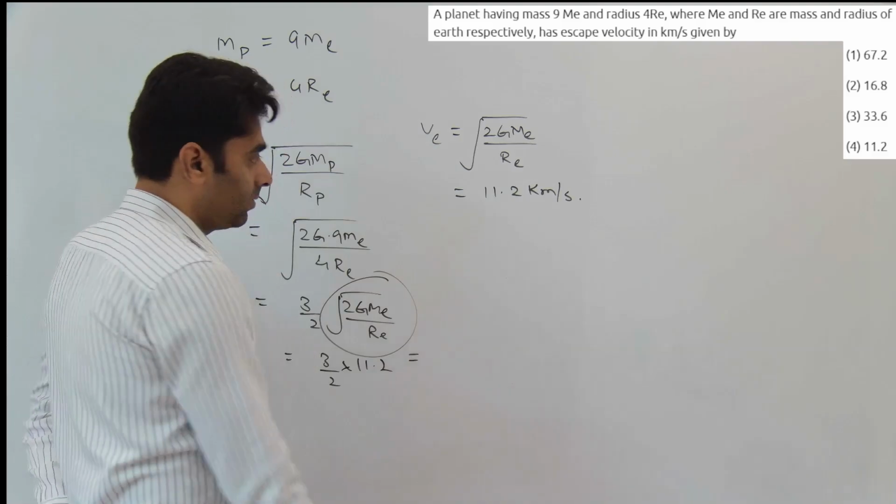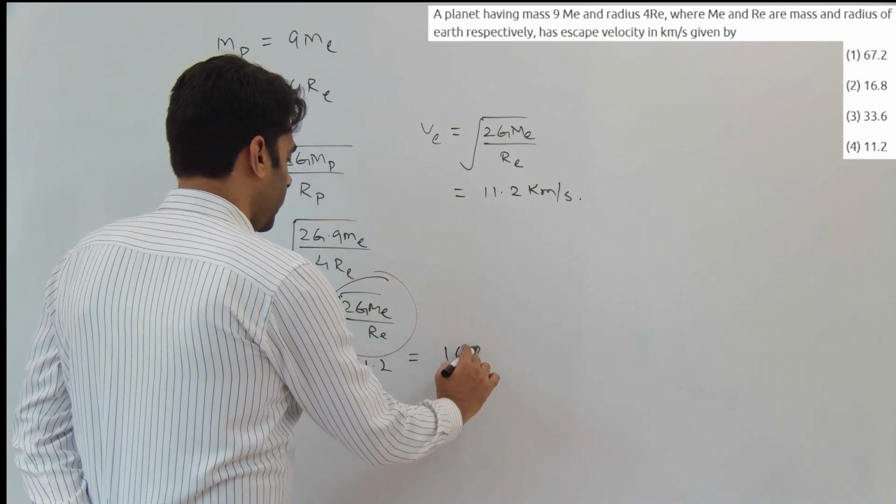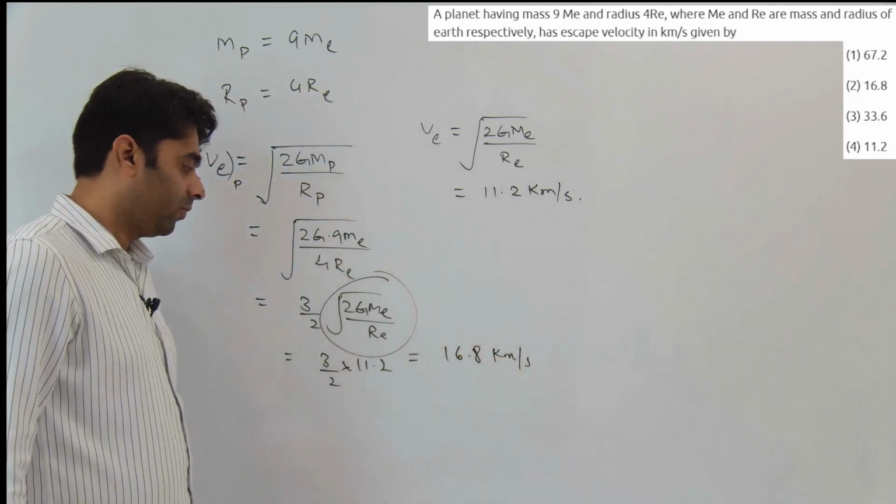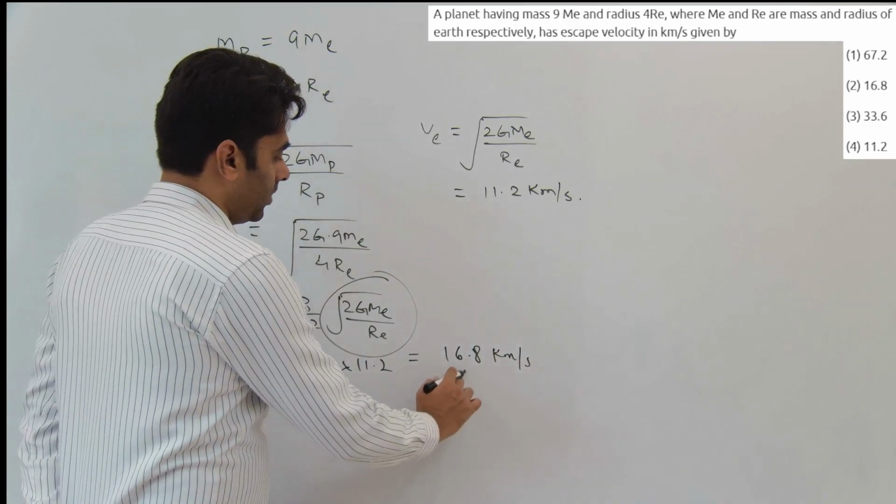When you solve it, your answer will come out to be option number 2, which is 16.8 kilometer per second. And this will be 33.6 by 2. That implies 16.8 kilometer per second will be your answer.